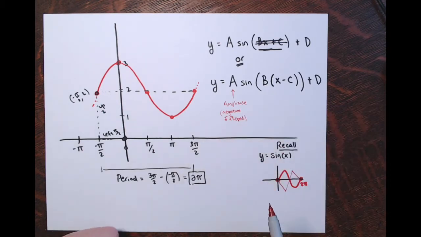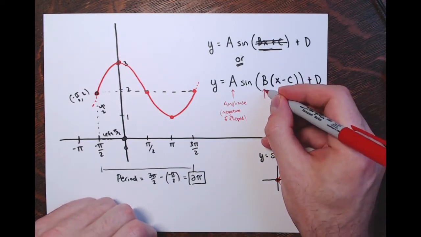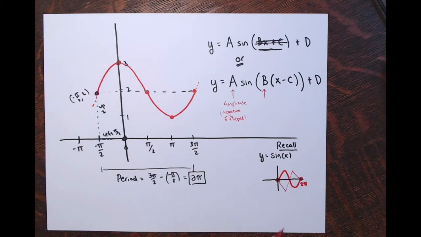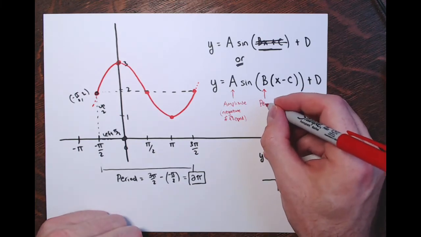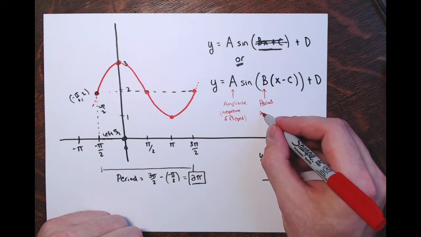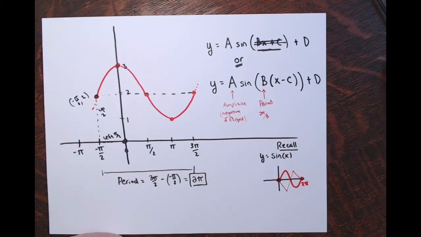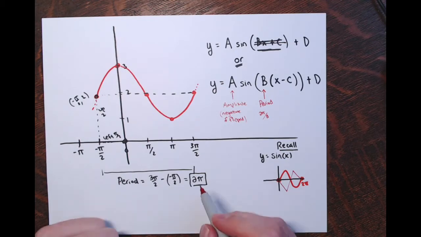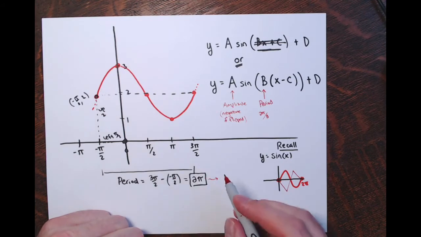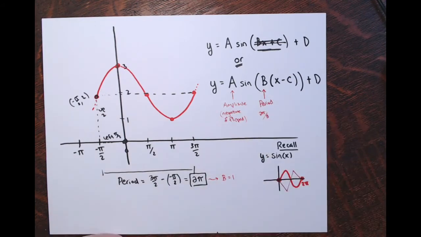But it's positive. It's going to stay positive here because we have the same orientation. Then this number b, remember that affects the period of the function. Remember the period is 2 pi divided by this b. Well, if the period of my function here is 2 pi, that means b is 1. So I'm going to have the number 1 there.